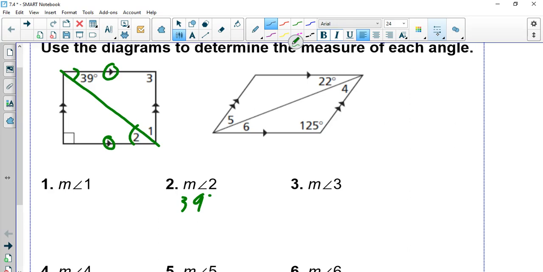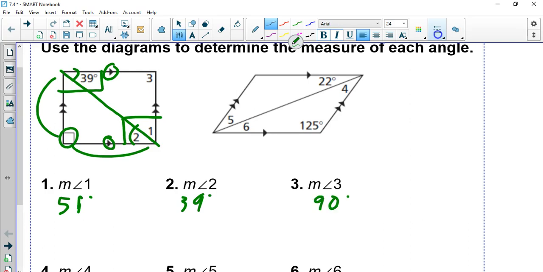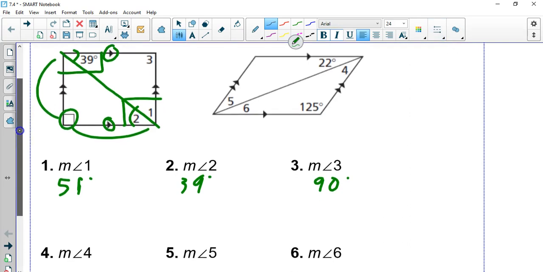Okay. Now, since this is 90 right here, remember consecutive angles are supplementary. So these two make 180, those two make 180, which means this is 90 and this is 90. So if angle 2 is 39, 90 minus that is 51. And then angle 3 is going to be 90 degrees. So basically we have a rectangle or a square depending on the lengths of the sides, which we don't know.